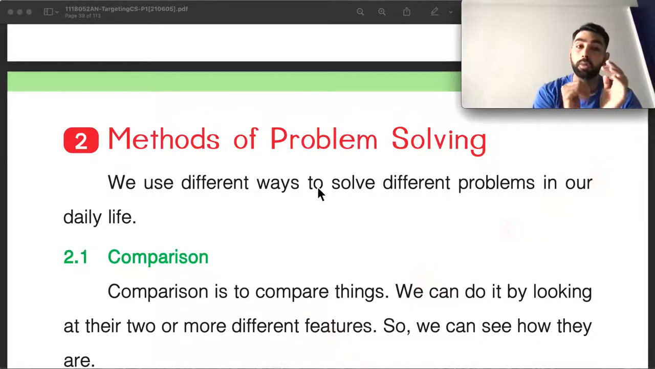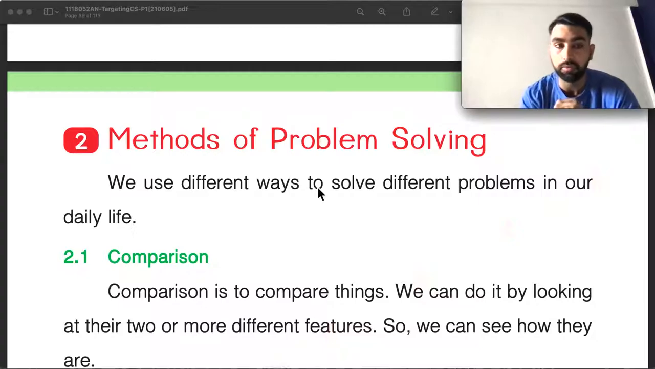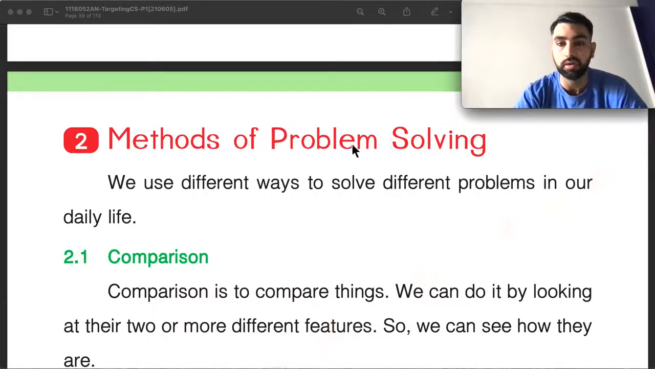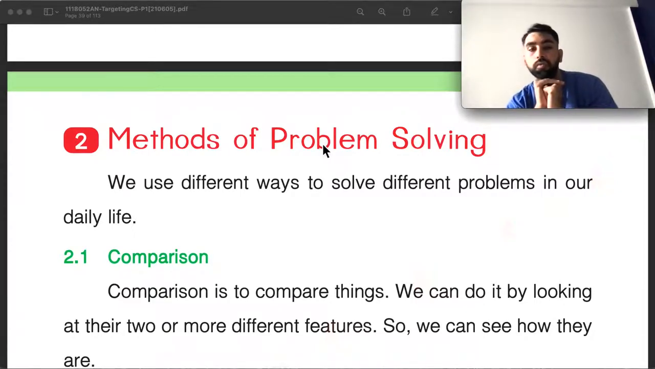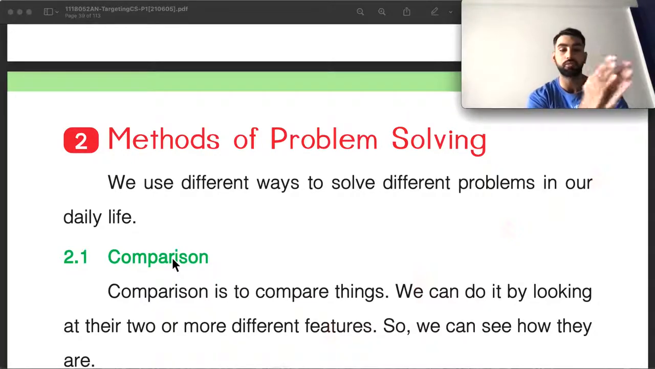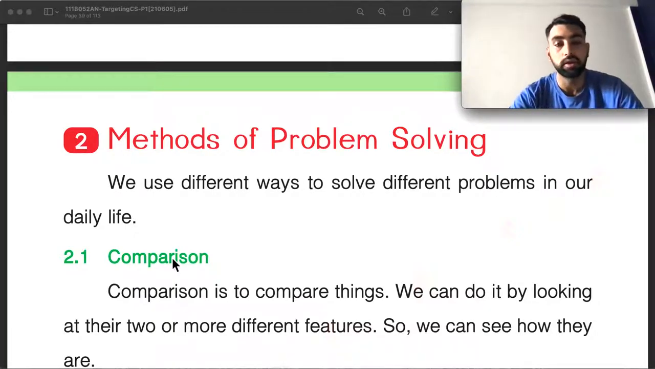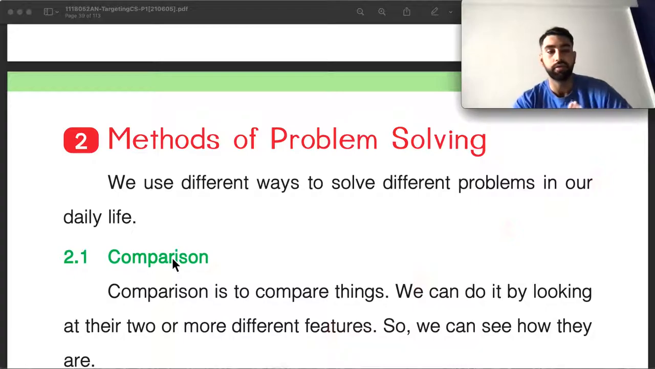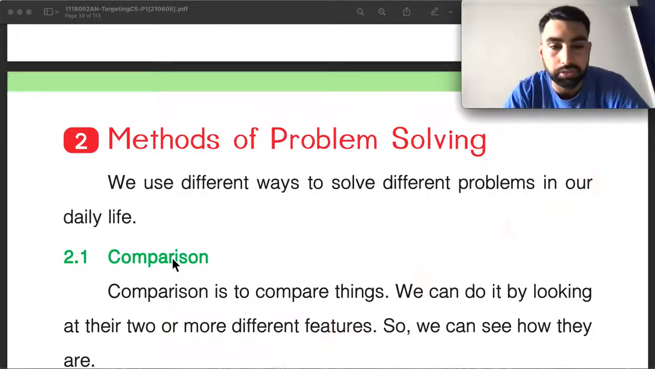Now, how many ways are there of solving a problem? The second topic was the methods of solving a problem, which ways we use to solve a problem. Number one was comparison, where we compare things between two, three, or more. When we compare, we find the differences and similarities, as you can see in the picture.